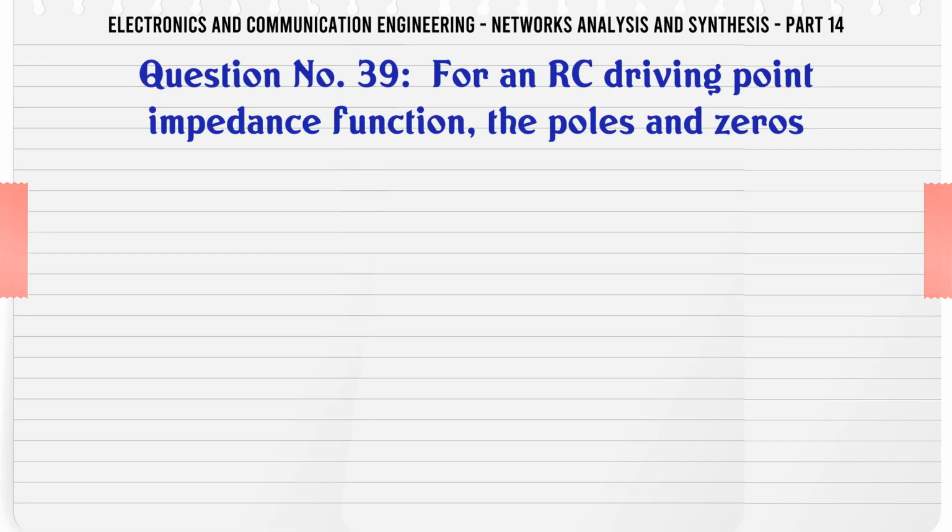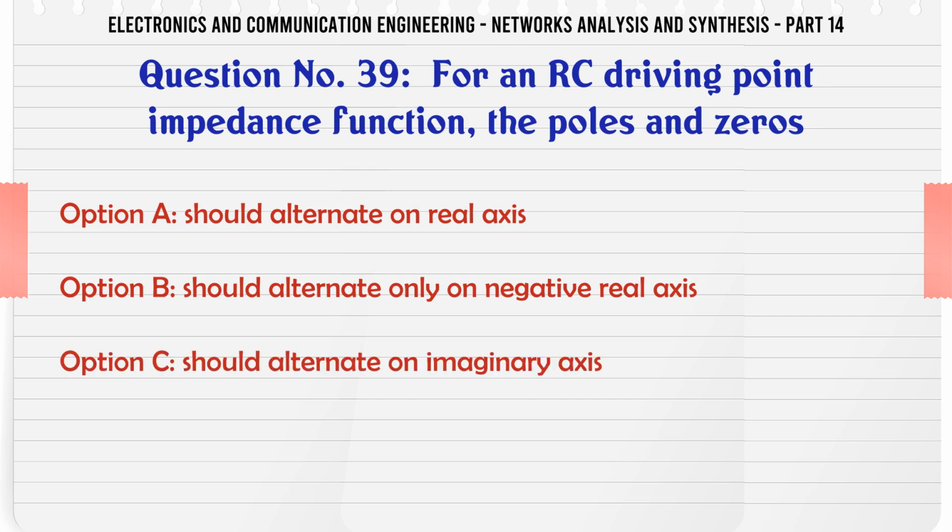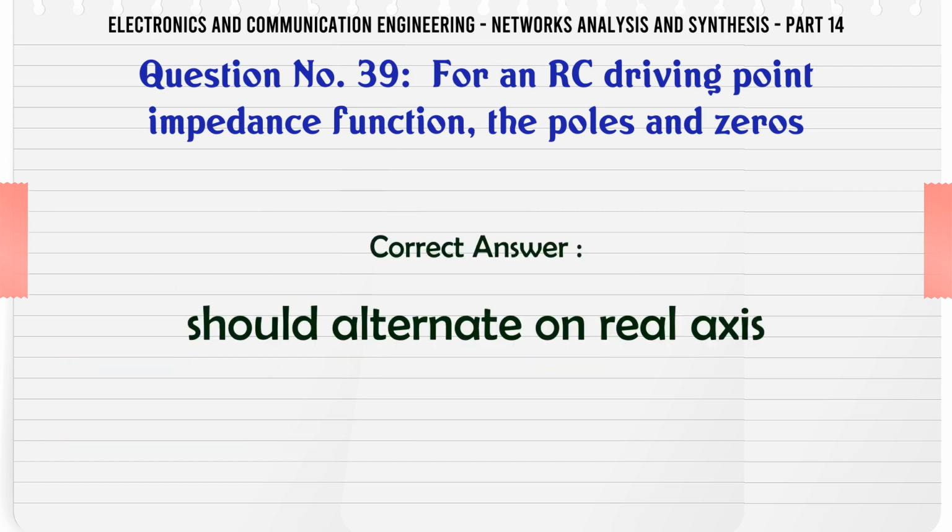For an RC driving point impedance function, the poles and zeros: A, should alternate on real axis; B, should alternate only on negative real axis; C, should alternate on imaginary axis; D, none of the above. The correct answer is should alternate on real axis.